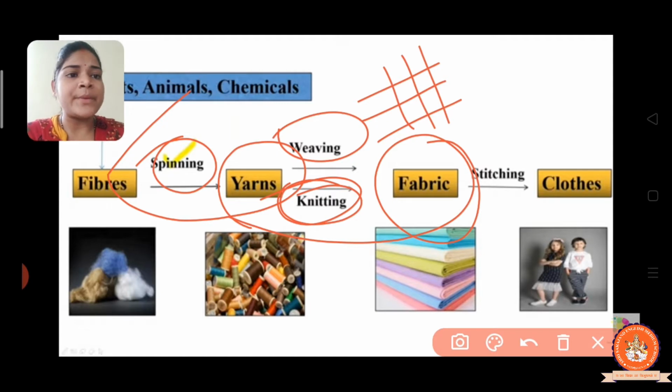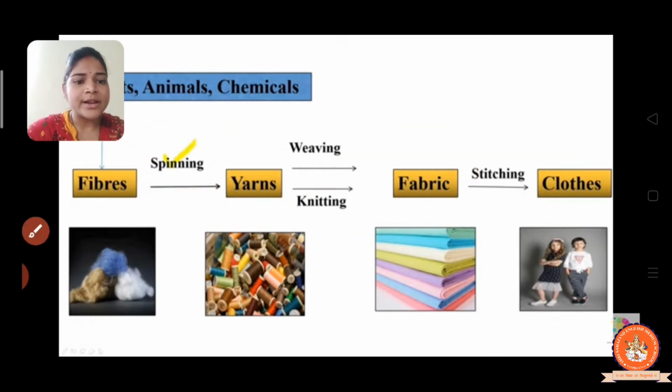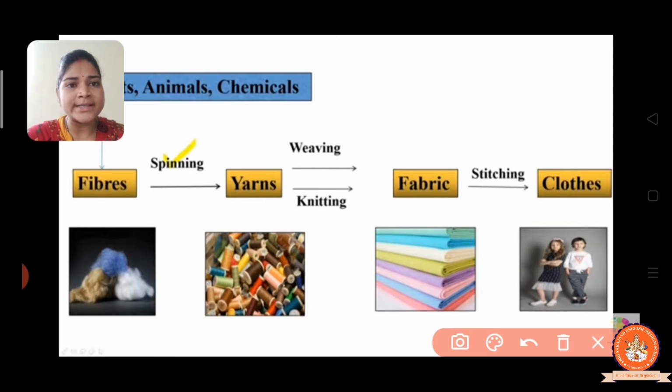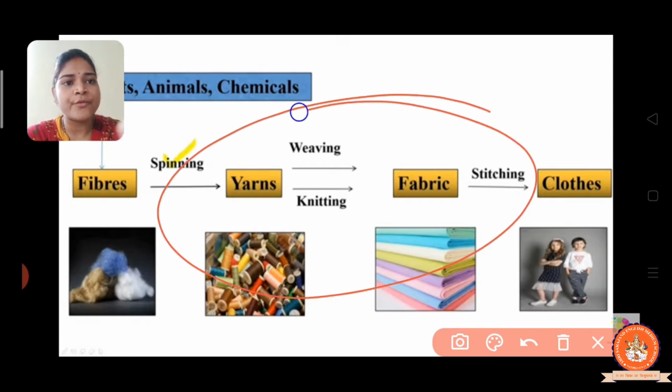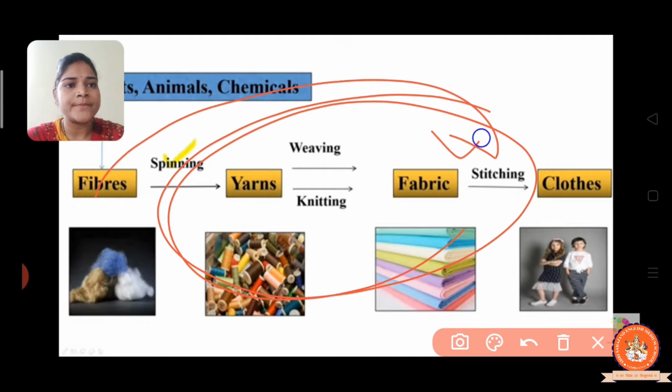So the fabric is converted into cloth and stitched to get a cloth, curtain, bedsheet, etc. Right? So this table you have to learn. This is the most important for you. You must understand and remember it. So I hope you understand the entire process of fiber to fabric.